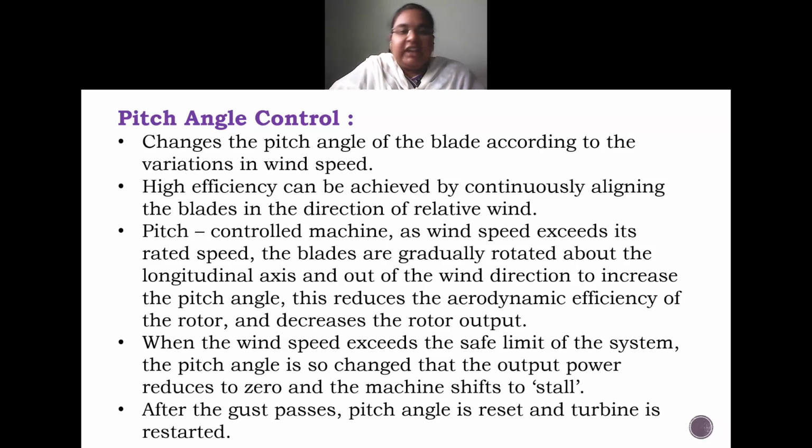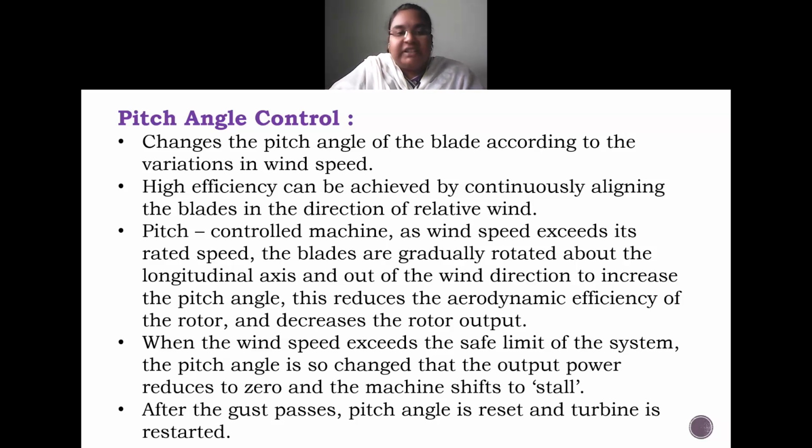High efficiency can be achieved by continuously aligning the blades in the direction of the relative wind. When we are aiming for higher efficiencies, the main concern we need to make sure of is that the blades are always in the direction of the relative wind. That we need to make sure.